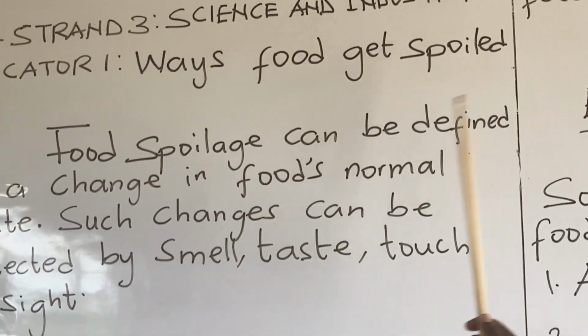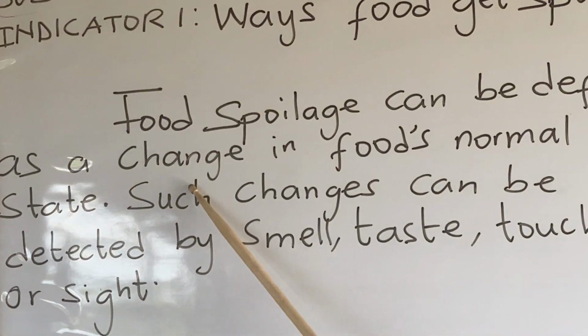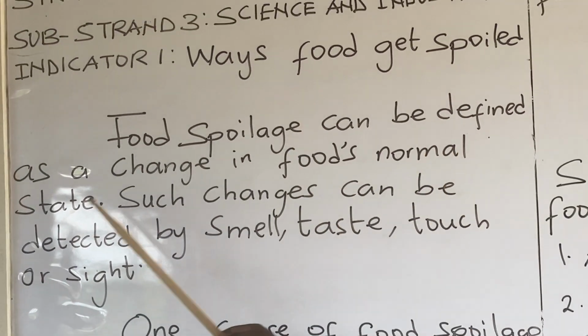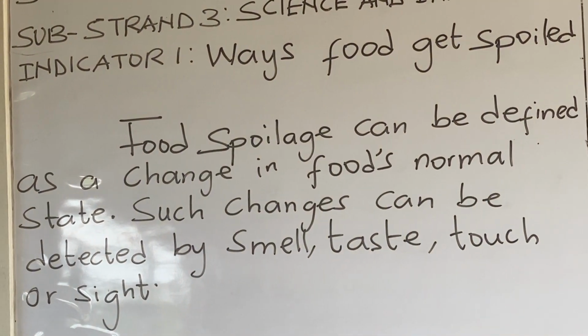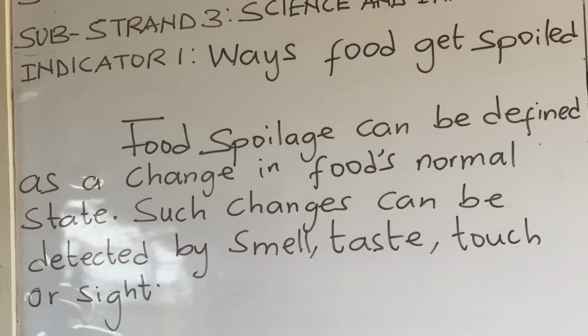Food spoilage can be defined as a change in food's normal state. Such changes can be detected. We can get to know such changes by smell, when the smell changes. Taste, when the taste of the food also changes, it makes us get to know that the food is spoiled.